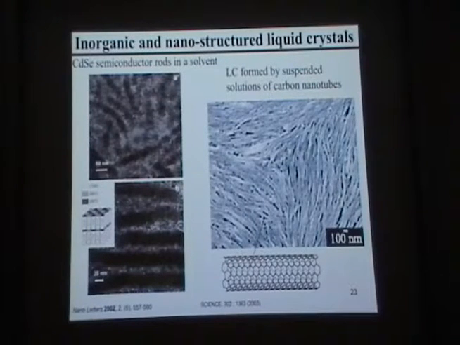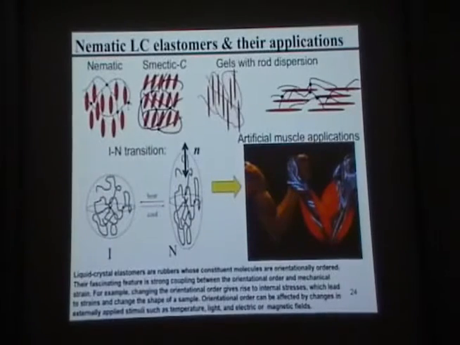This is an example of the carbon nanotubes forming liquid crystal phase when they are stabilized using strong acids, dissolved in strong acids, and the example in here shows cadmium selenide nanorods in a similar way forming liquid crystal phase.